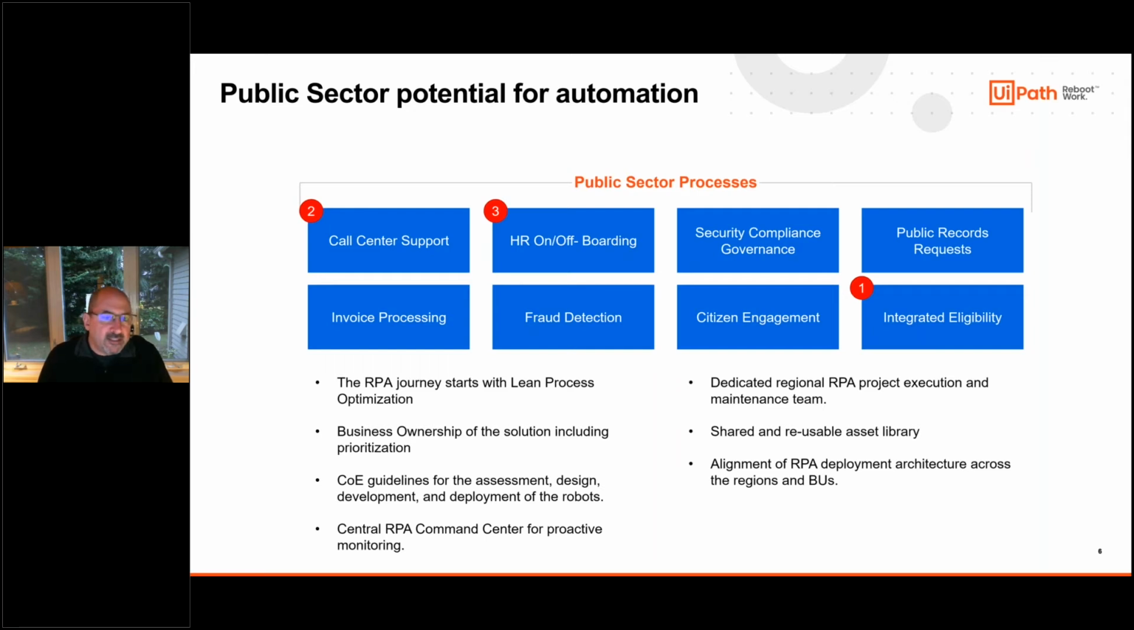What the red circles are on the screen, I have them listed as 1, 2, and 3. I wanted to call these out because these are the areas, since the COVID crisis has hit, these are the top 3 areas where we're seeing requests for support. In the bottom right where it says integrated eligibility, this is basically any type of benefit system. So these could be people that are applying for some sort of benefit due to the crises.